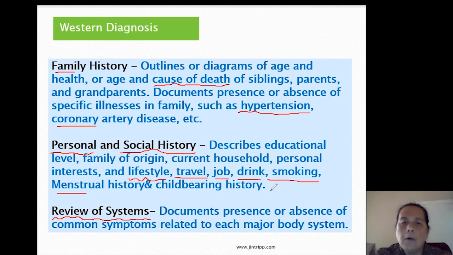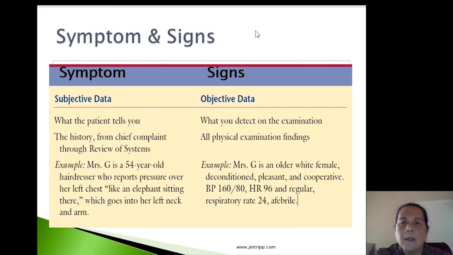So, review of the symptoms: basically we follow the body symptoms. We ask questions from the top of the head to the bottom of the toe, with some detailed questions in there. Before we go to that, we're talking about two words: one is symptoms, one is signs.